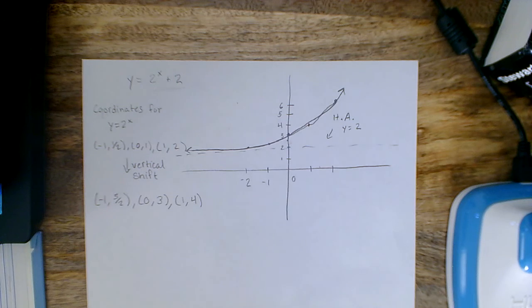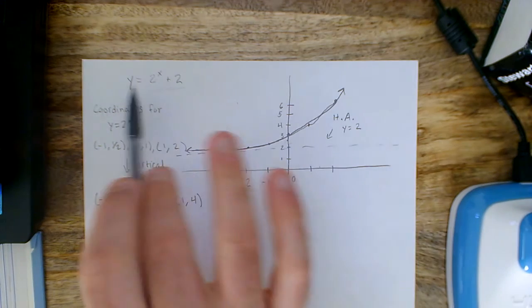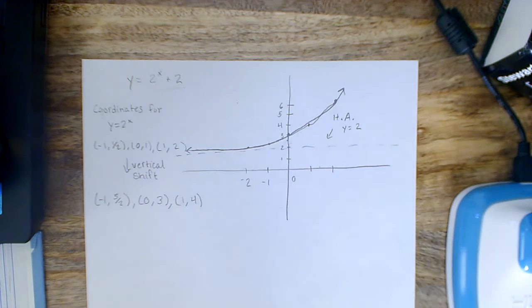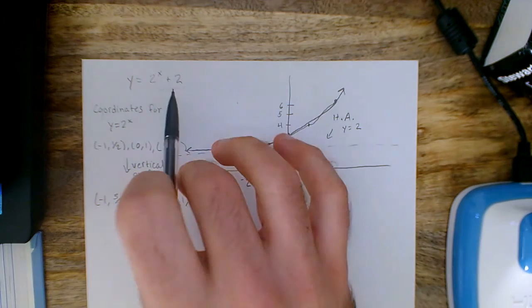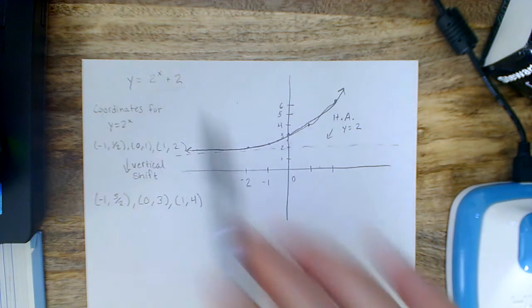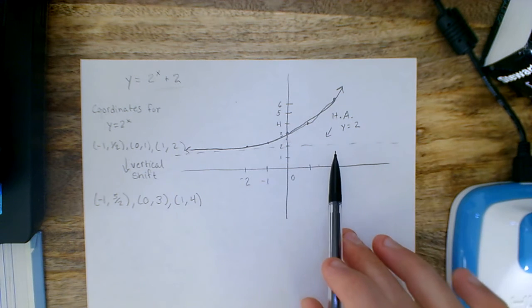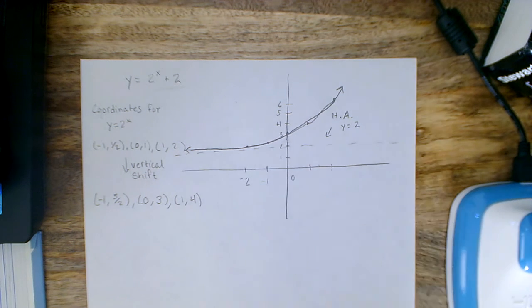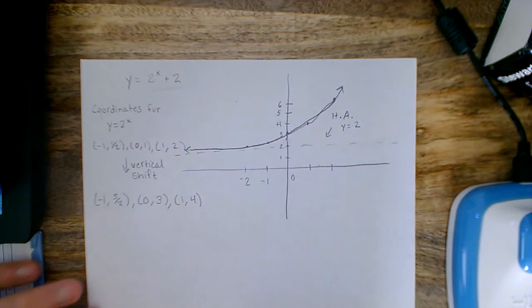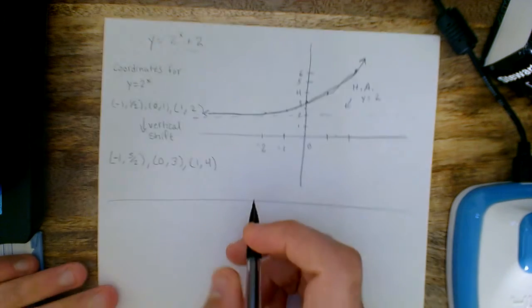Okay, so if there's no vertical shift, the horizontal asymptote of this exponential function is just at y equals 0. But in this problem, we had a vertical shift of 2, so our horizontal asymptote moves up 2 as well. Okay, so now we're going to graph the second one.